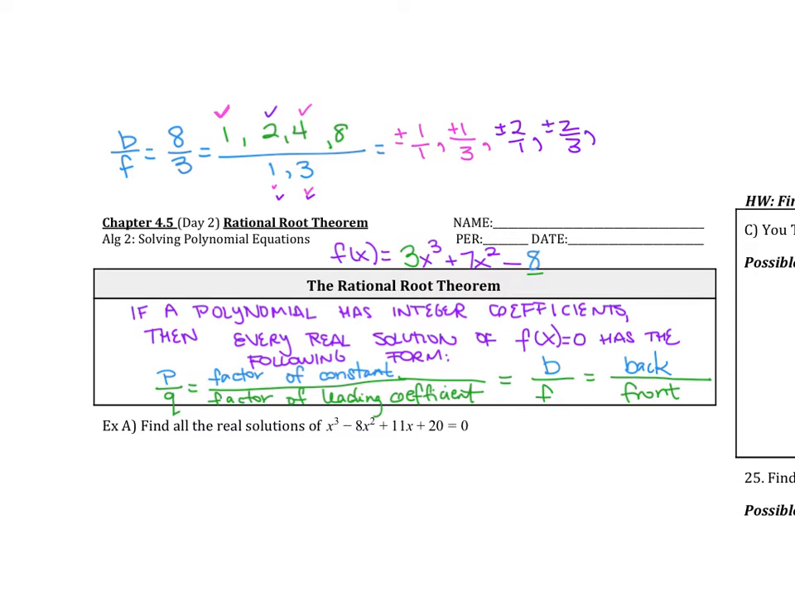So pause the video, see if you can try to name the rest of them using 4 and 8. So the next one would be plus or minus 4 over 1, and then plus or minus 4 over 3. Then we have plus or minus 8 over 1, and plus or minus 8 over 3.